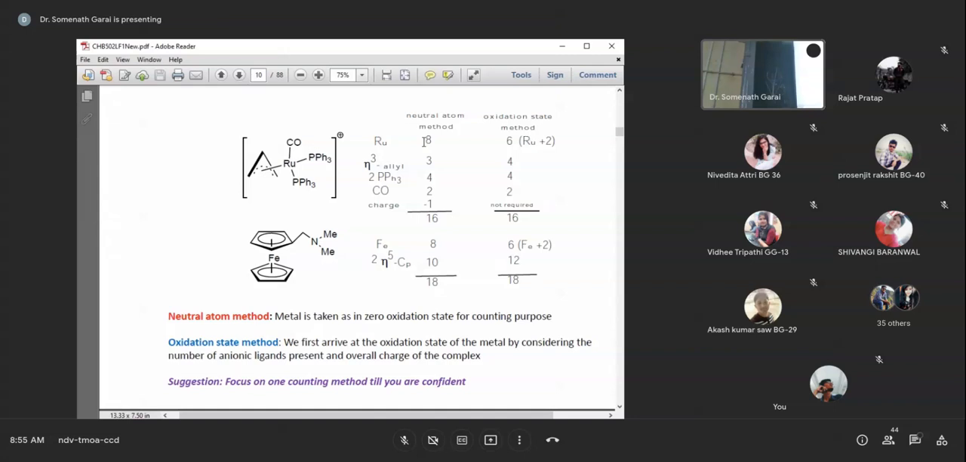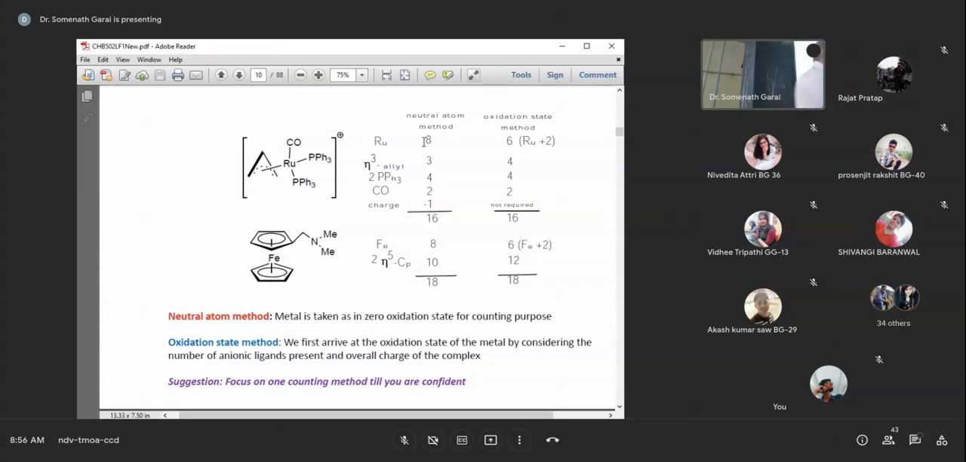Because why is the charge count actually difficult? In a coordination compound it's rather easy to know the oxidation state of a metal. But in case of organometallics, because of so many bonding schemes, it is sometimes very difficult to know the exact oxidation state of a metal, and that complicates the counting. That's why the neutral counting is there.